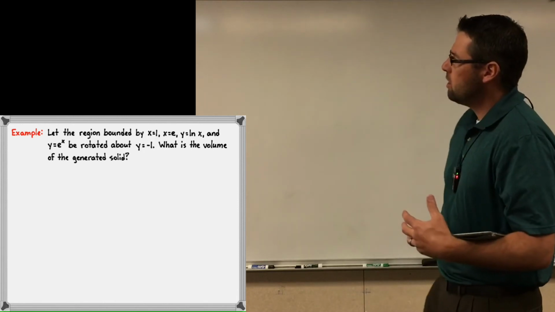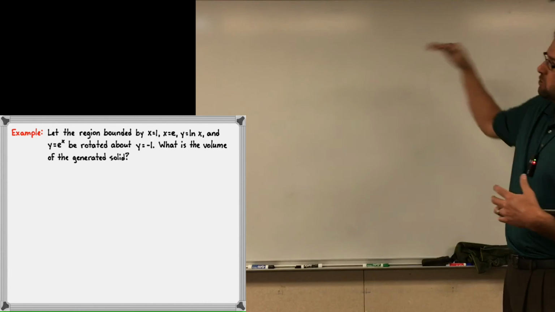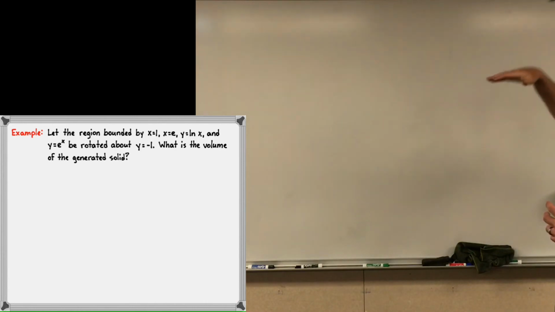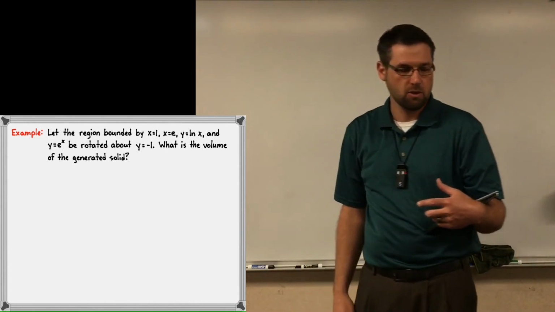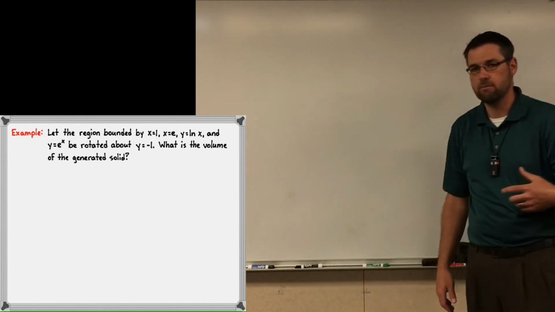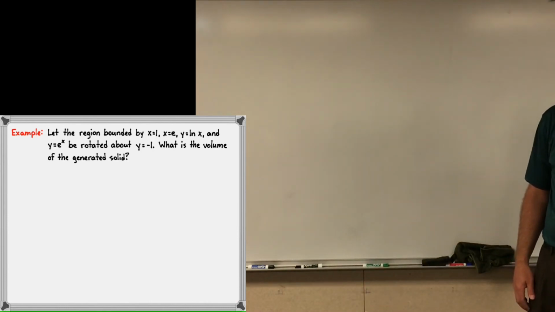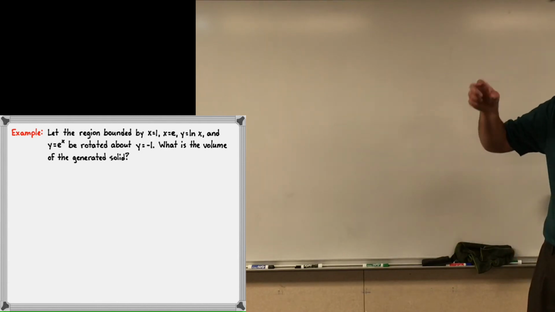Let the region bounded by x equals 1, x equals e, natural log of x, and e to the x be rotated about y equals negative 1. Yeah, we already talked about it, right? We talked about all those parameters, except when I'm rotating about which axis? The whole thing is expanding a little bit. The outer radius is also getting bigger.